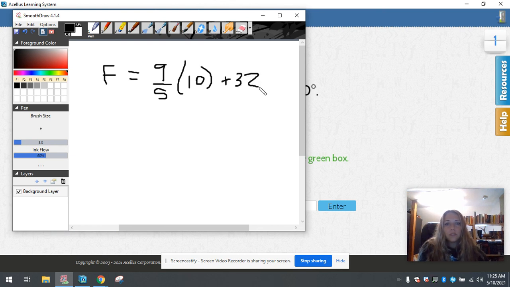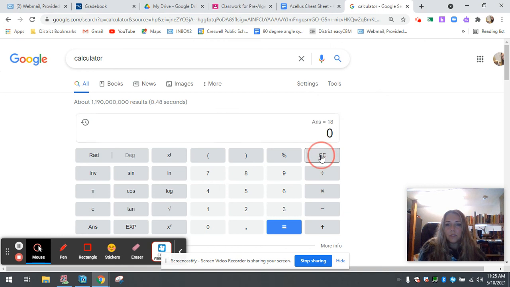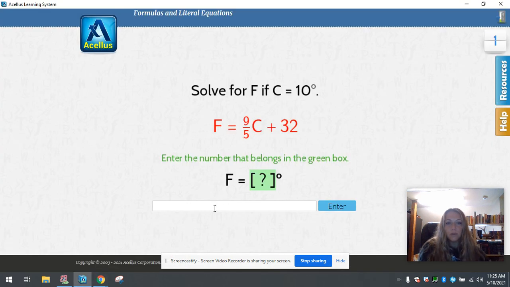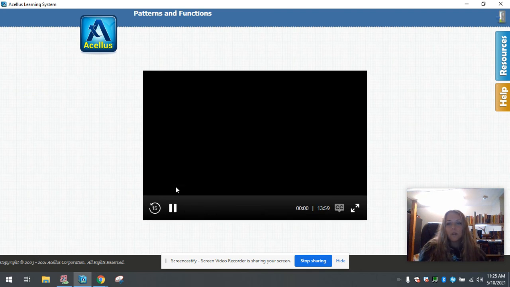So you can put this in your calculator. 9 divided by 5. I'm going to use parentheses. 9 divided by 5 times 10 plus 32 gives me 50. That's a nice number. On to the next.